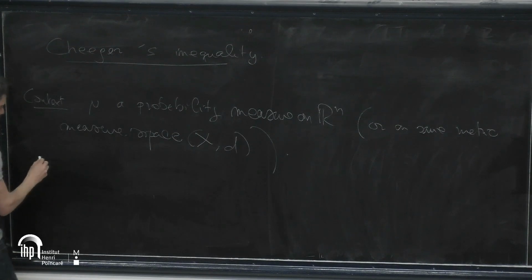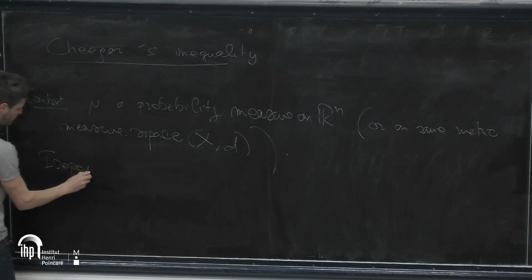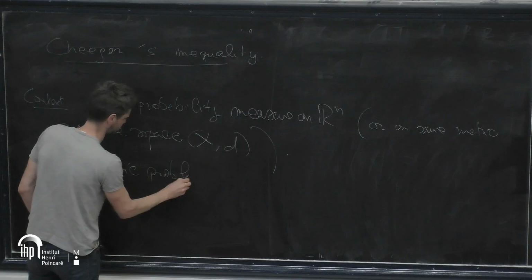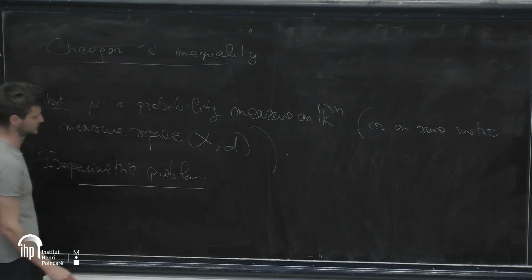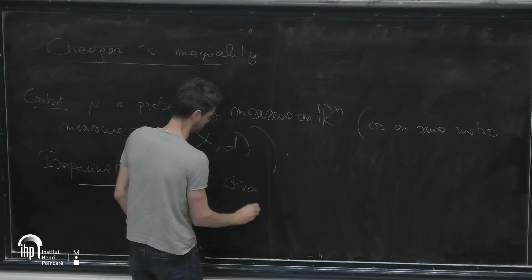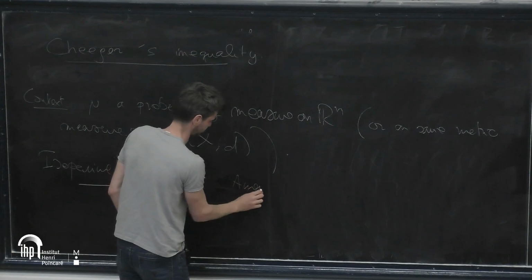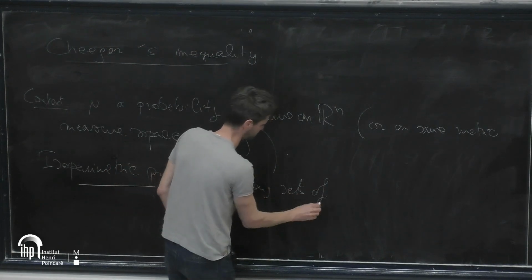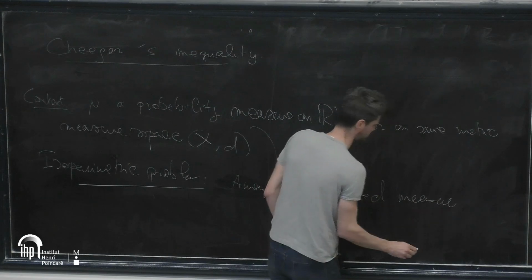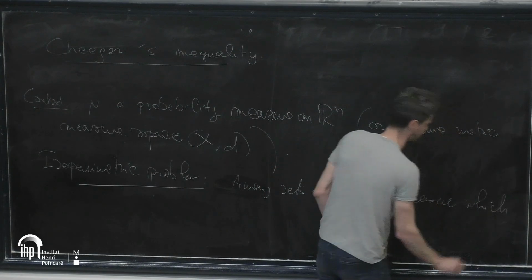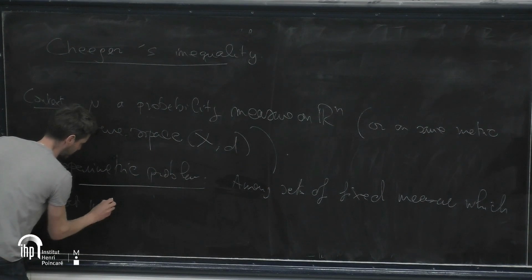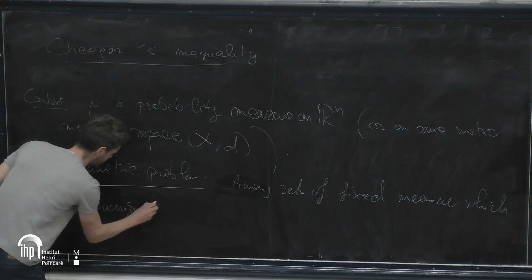And what is the isoperimetric problem? So, the question is this. So given, maybe among sets of fixed measure, which sets minimize the perimeter, minimize the perimeter.